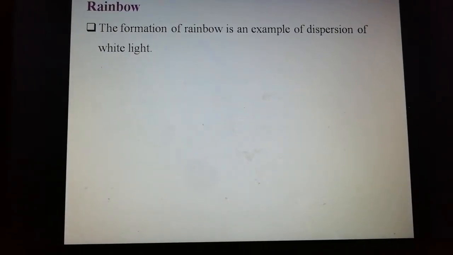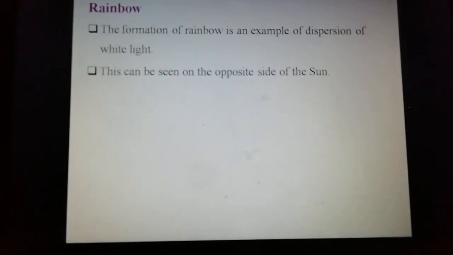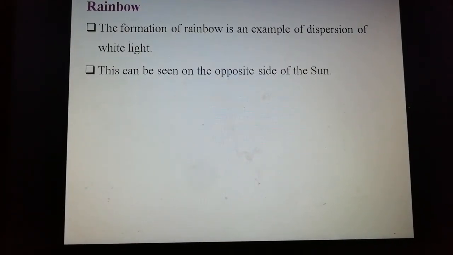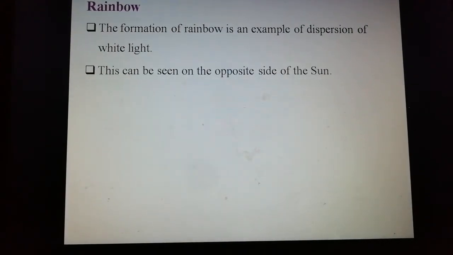We enjoy rainbows in the rainy season. The formation of a rainbow is an example of dispersion of white light. Then next one, students, the rainbow can be seen on the opposite side of the sun. So we watch rainbows in the rainy season, students.